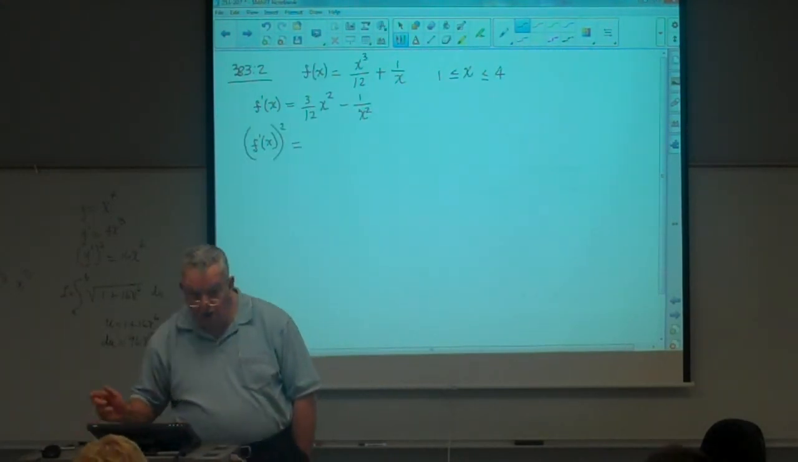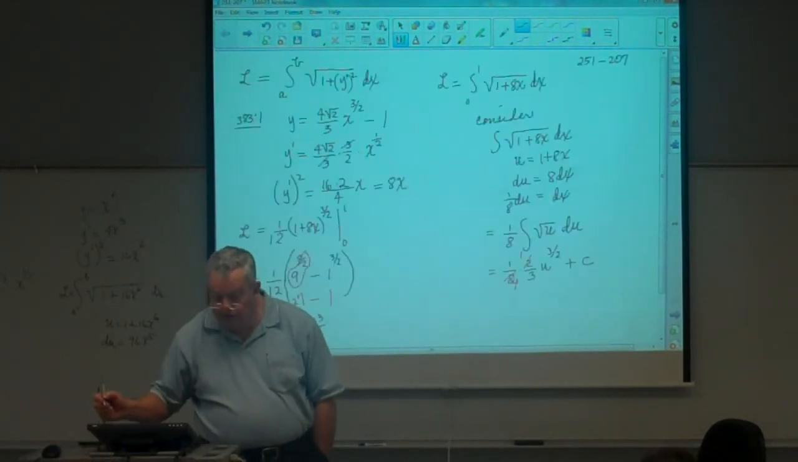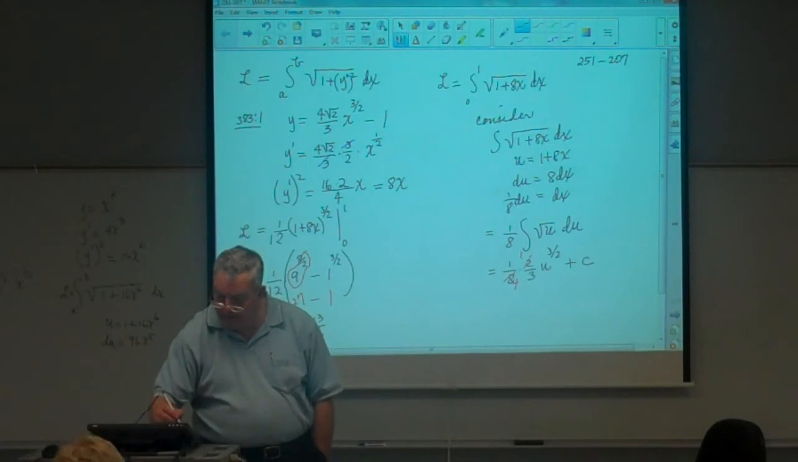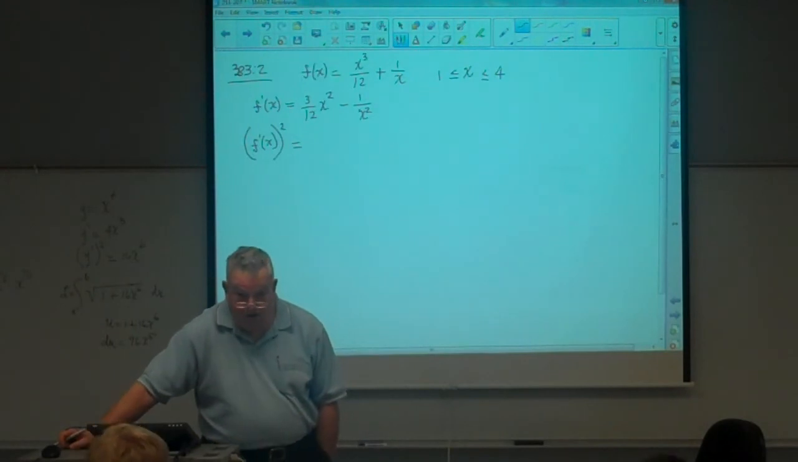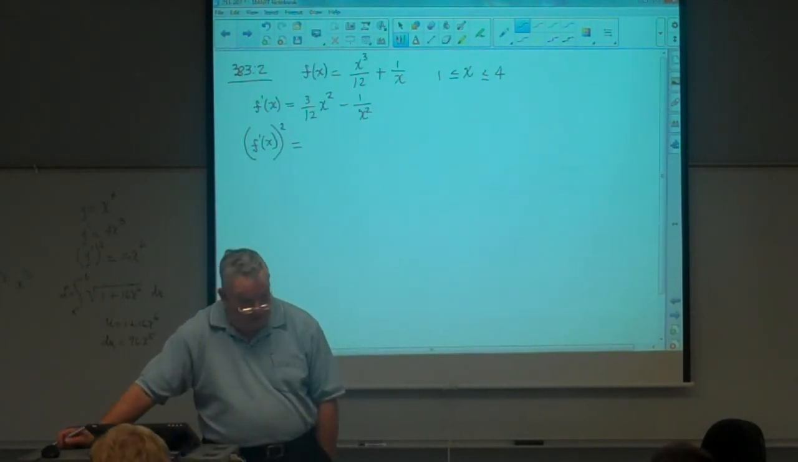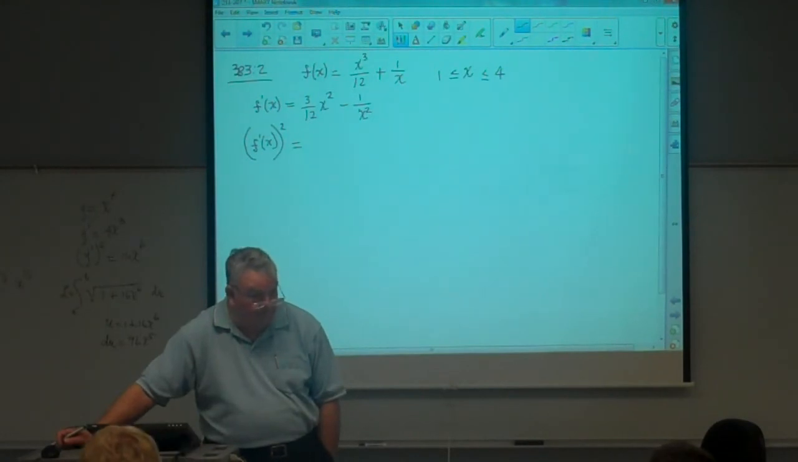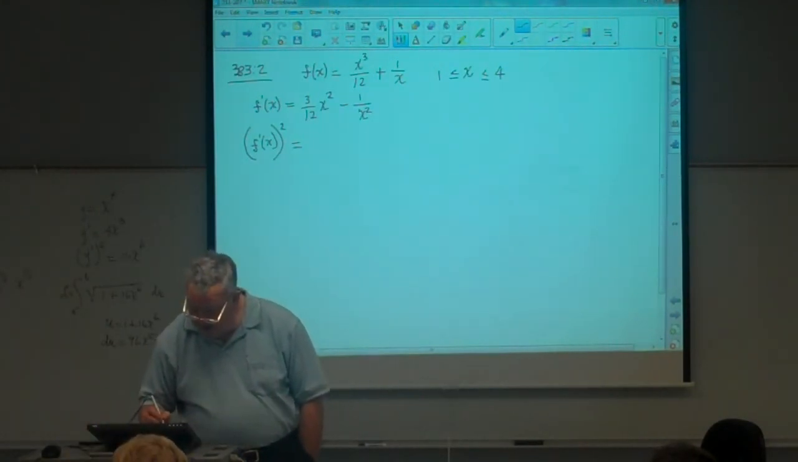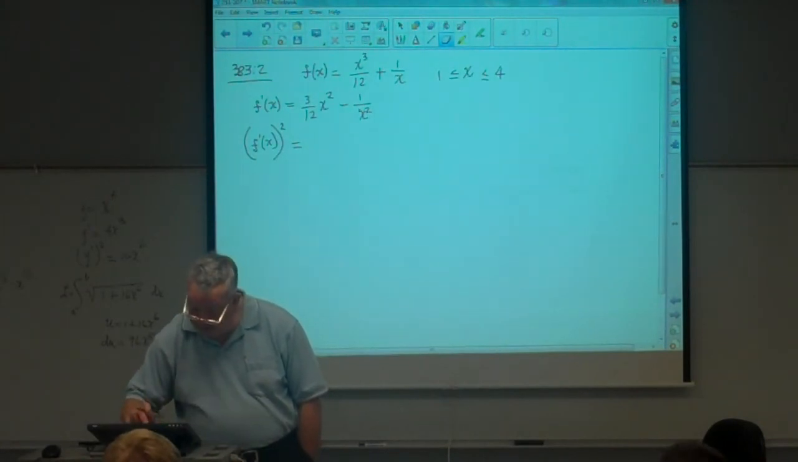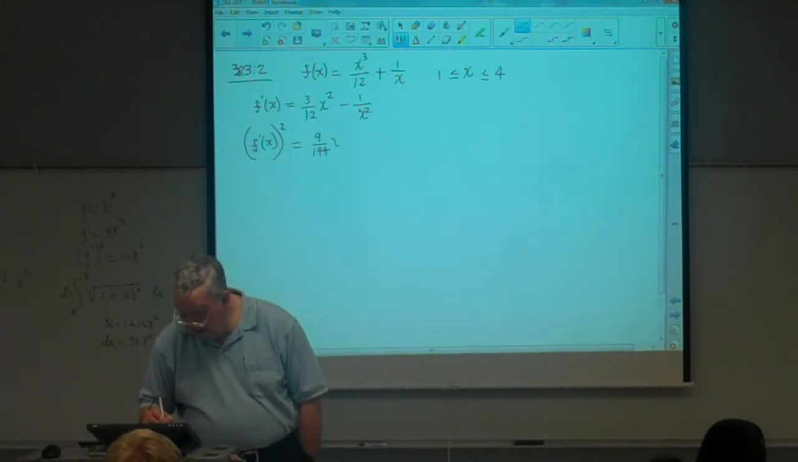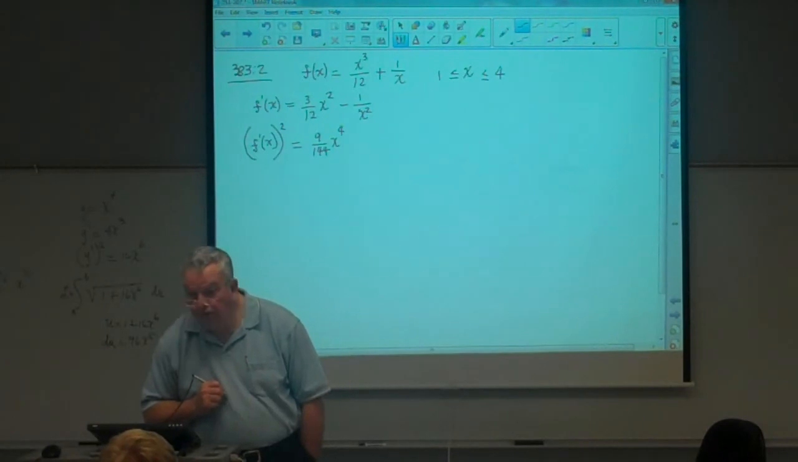Does it trouble you at all that on the last problem I used y and y prime, and on this problem I'm using f of x and f prime of x? That shouldn't bother you a bit, should it? Because I've hammered at you enough that the two are the same thing. Okay? So this looks like 3 over 12, whoa, I'm squaring. Is this 9 over 144 x to the 4th? Yep.